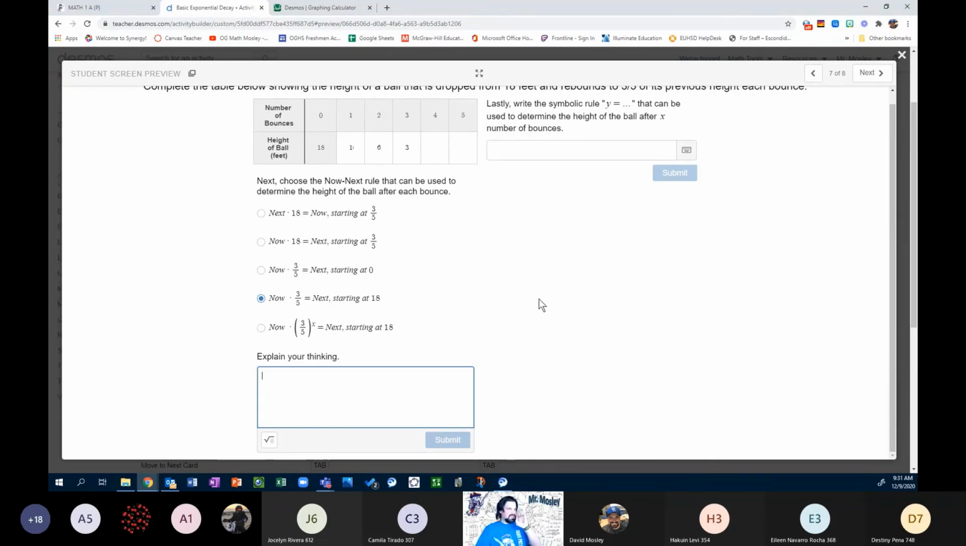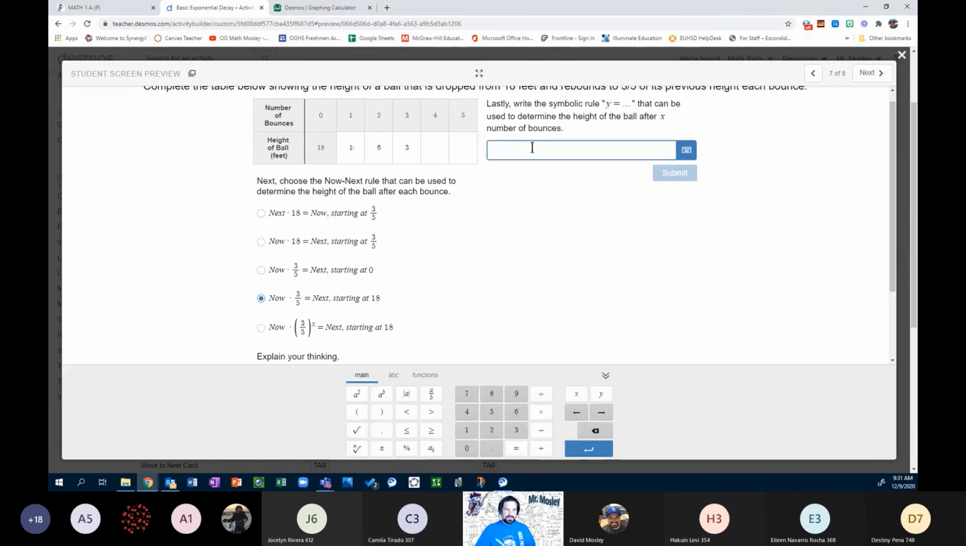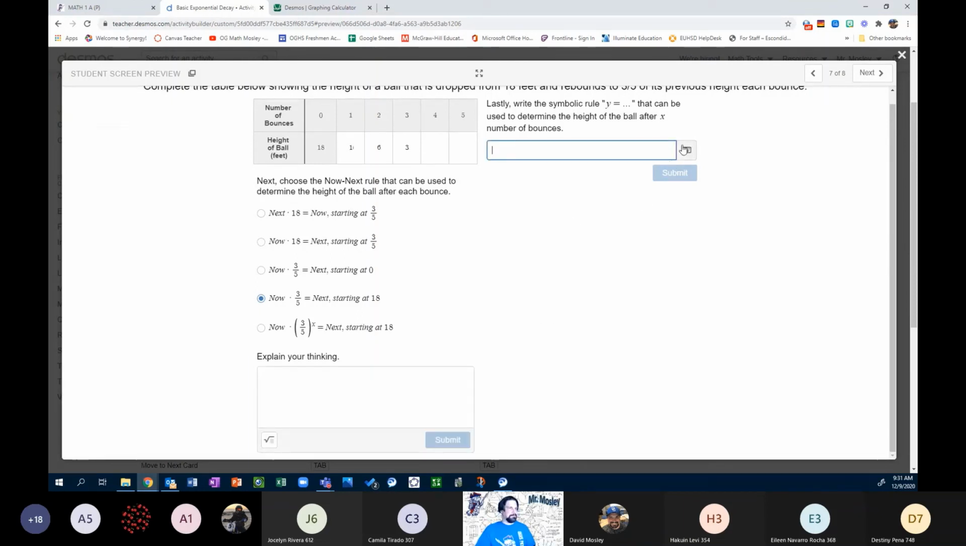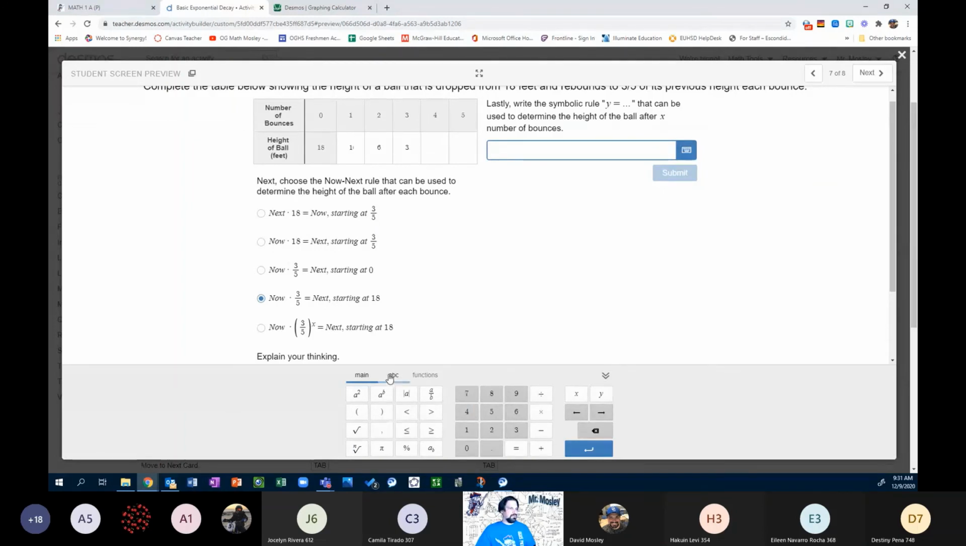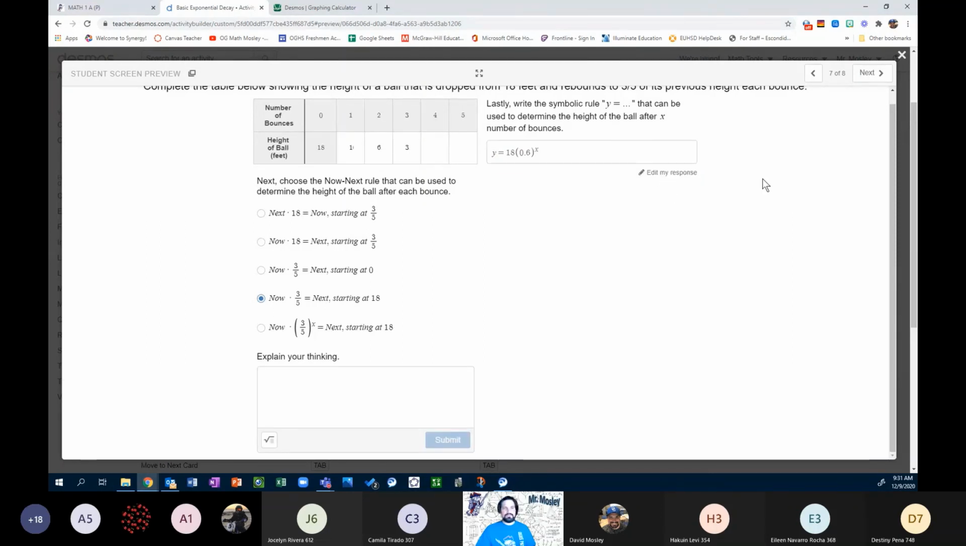And again, we have our symbolic rule. We have y equals 18 times 0.6 to the x. Any other questions? Anything else I can clarify on this one, guys? Ladies and gentlemen.